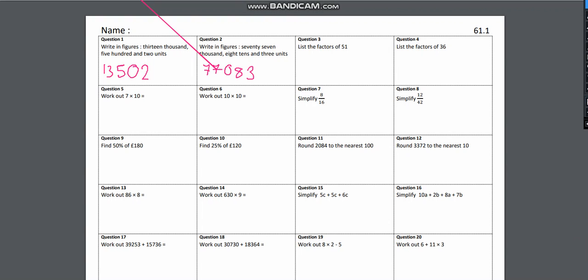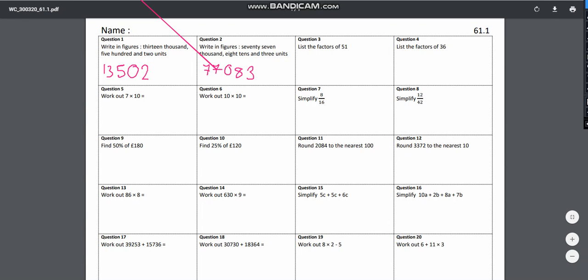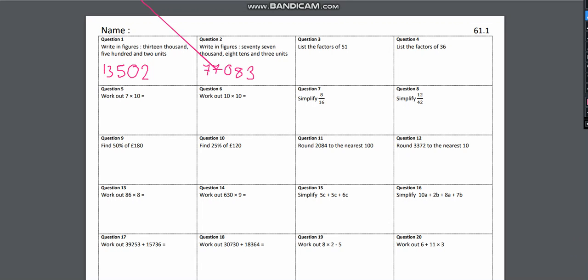Next up, it says list the factors of 51. So factors are essentially numbers that go into that number, okay? So we're going to start with, obviously, the number 1, and we're going to have a factor pair. So we know that 1 times 51 equals 51, so 1 and 51 are both factors of 51. Now I can just go up and see what I get. 2 can't work because 51 is an odd number. But what about 3? 3 does go into 51, and luckily 3 times 17 is 51.